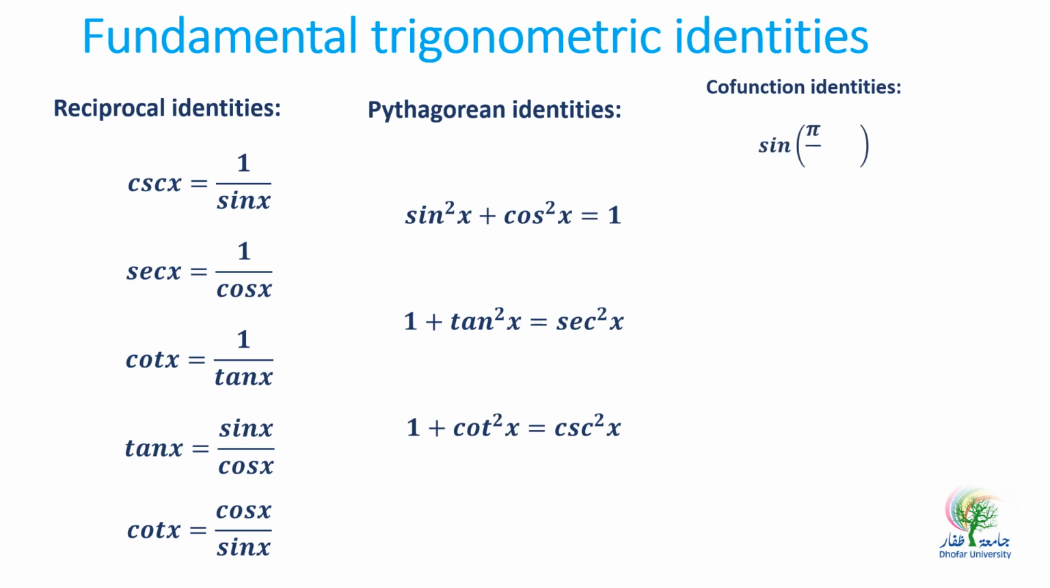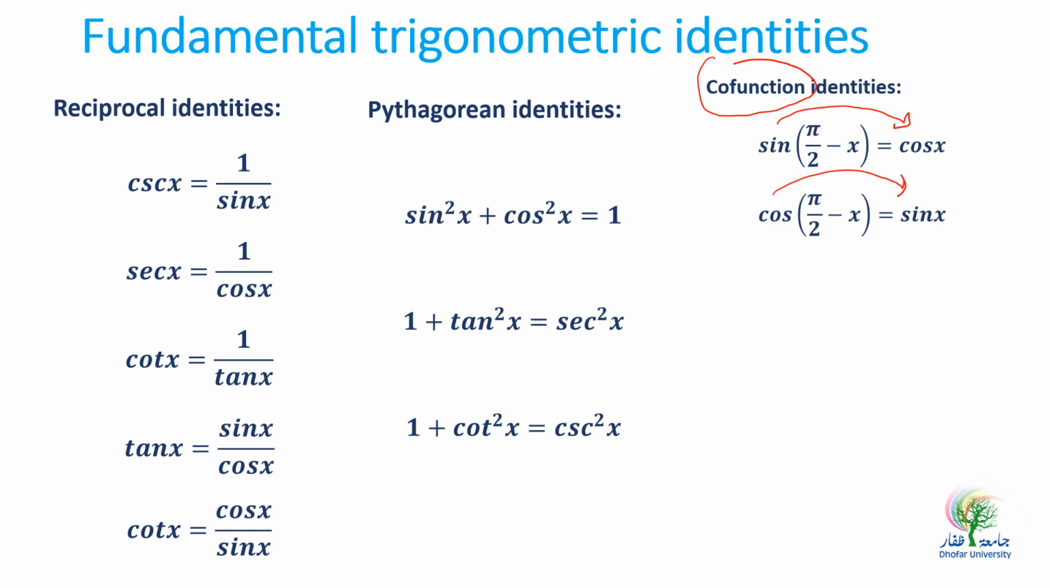Co-function identities. Sin of pi by 2 minus x equals cosine x. The same, cosine of pi by 2 minus x is sin x. From sine you get cosine, from cosine we get sine, so that's why it is called a co-function identity. Co means two function identity.